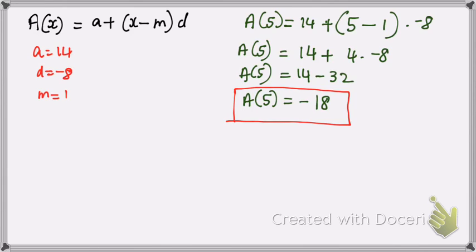So similarly, you can find the 10th term and 100th term. Okay, it's pretty straightforward. It's just as simple as this problem, finding A of 5. So I'm not going to do that, but please go ahead and practice it.